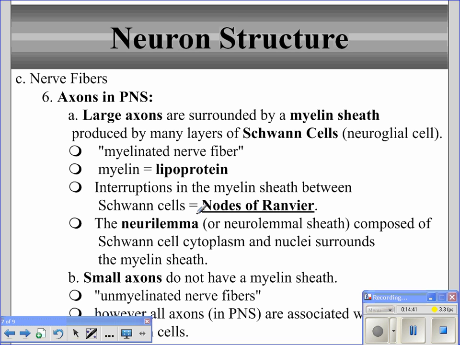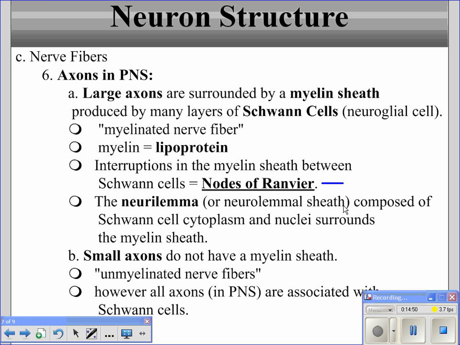Okay, and so again, we have these little interruptions or little spaces. Those are called the nodes of Ranvier, and then we do have the neurolemma, just like the sarcolemma. That's just the cell membrane of that Schwann cell wrapping around, supporting that axon, and keeping the myelin sheath healthy. In smaller axons, so we're talking smaller neurons here, there is no myelin sheath. So there's no fatty material around it. It's unmyelinated. So again, think if it's myelinated, it's going to be white. If it's unmyelinated, it doesn't have any myelin, it's going to be gray. Okay? The Schwann cell is still going to be present. It's just not going to be producing the myelin.